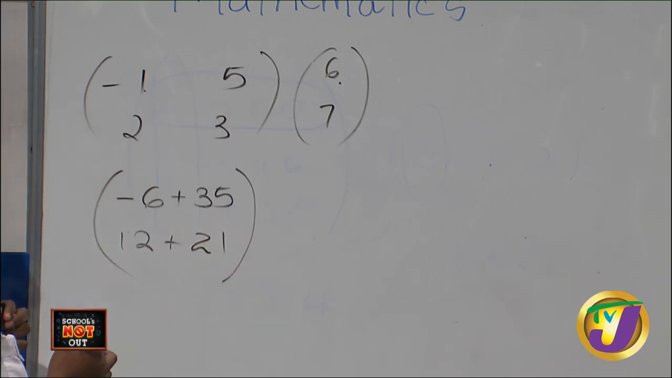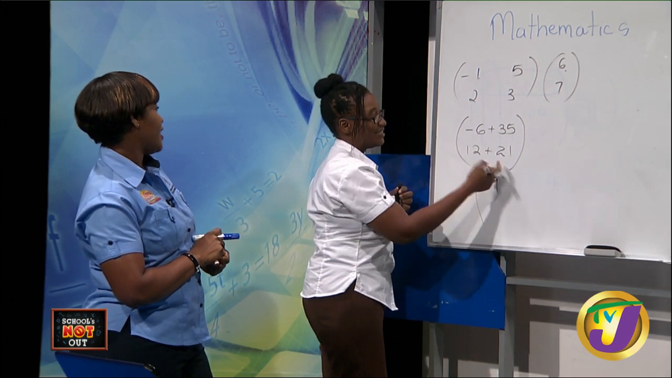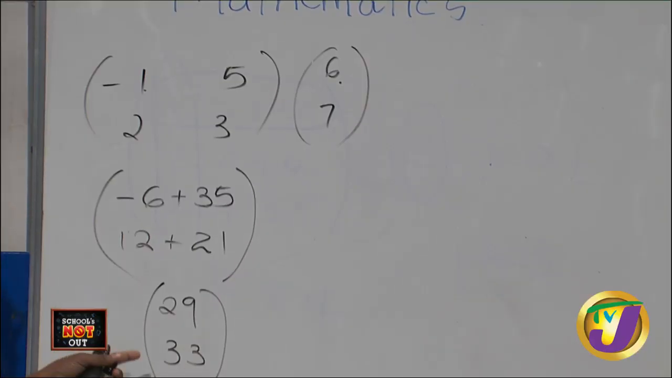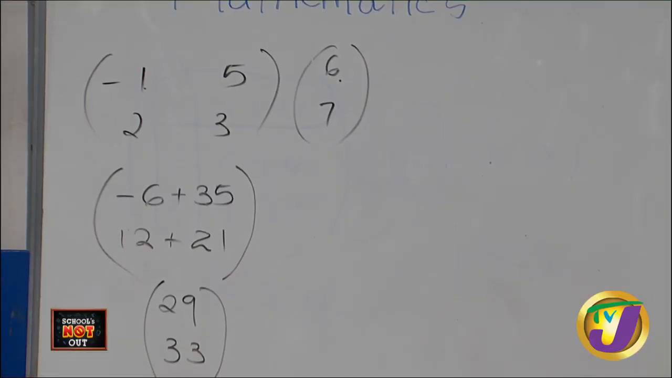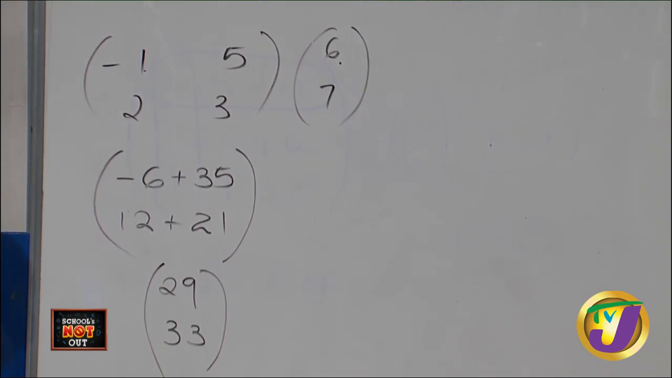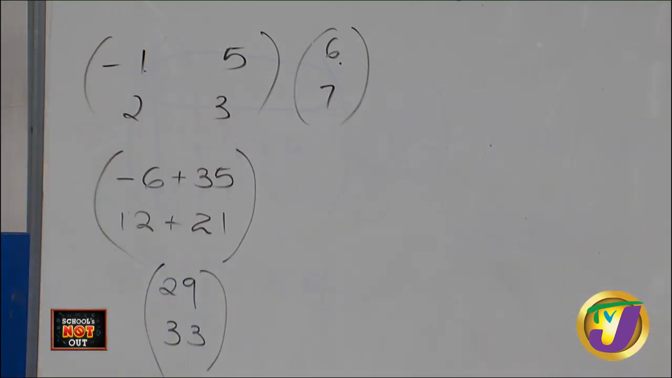So we have negative 6 plus 35, which gives us 29. You are on the ball. So we have 29 and 33. And what's the order of this matrix? Well, it would look like we have a 2 by 1. Was that what we said? A 2 by 1. Beautiful.